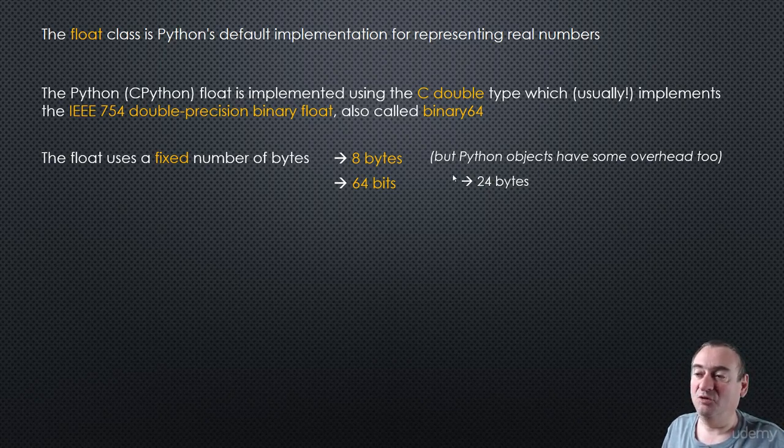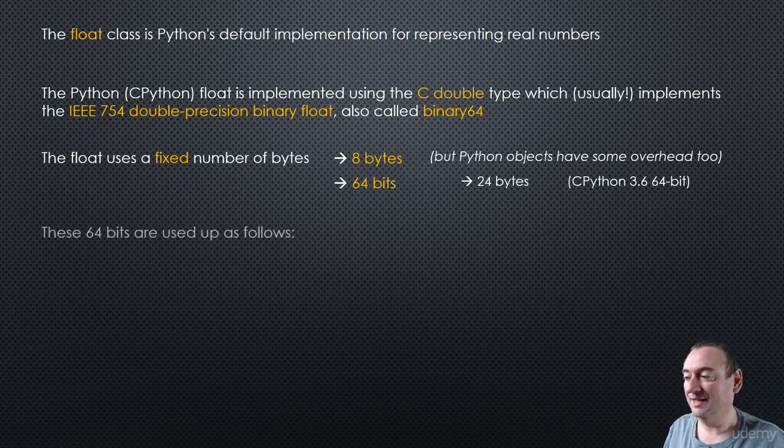Now, this 8 bytes and 64 bits kind of depends on the C compiler as well. So in this case, what I'm really referring to is my version of Python, which is CPython 3.6 on a 64-bit operating system. Depending on how the Python interpreter was compiled, the C double may actually be a little different. So that kind of depends. But in general, more often than not, you're using the standard CPython interpreter, which means you're dealing with a 64-bit float. Now, those 64 bits are assigned to different parts of a real number. And let's take a look at that.